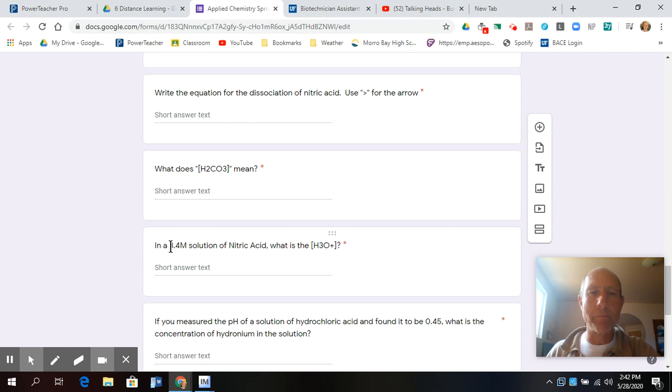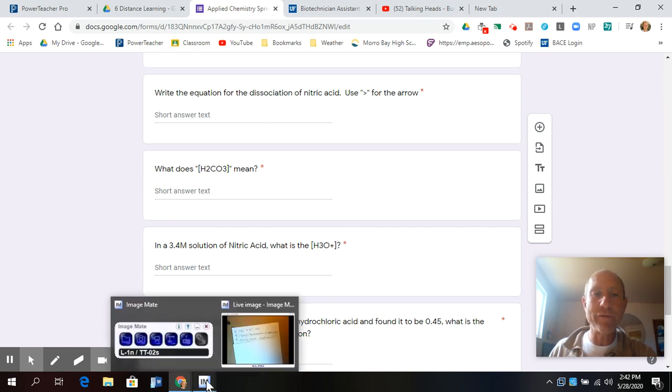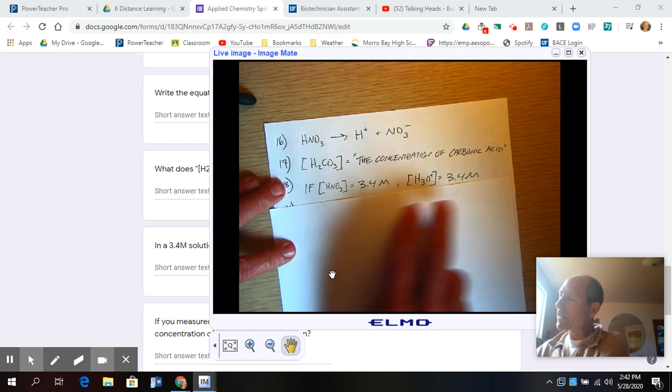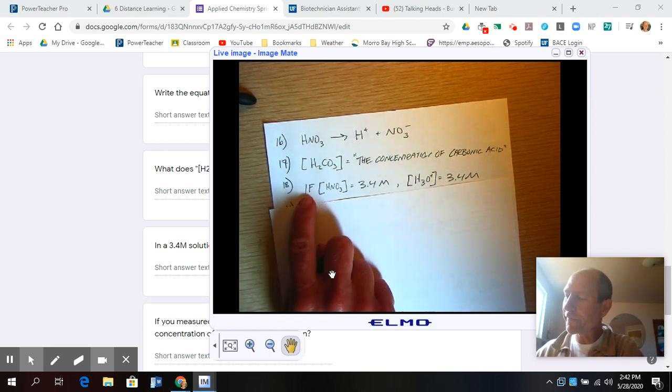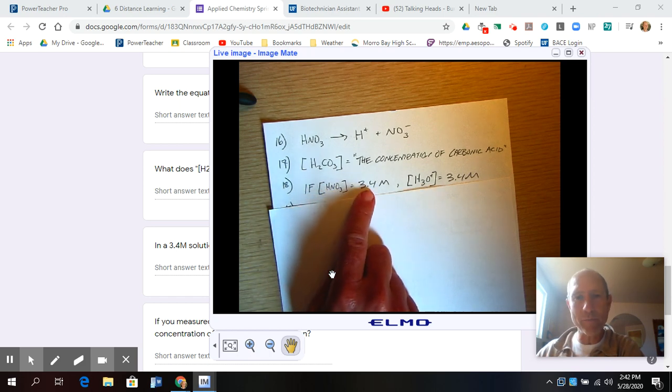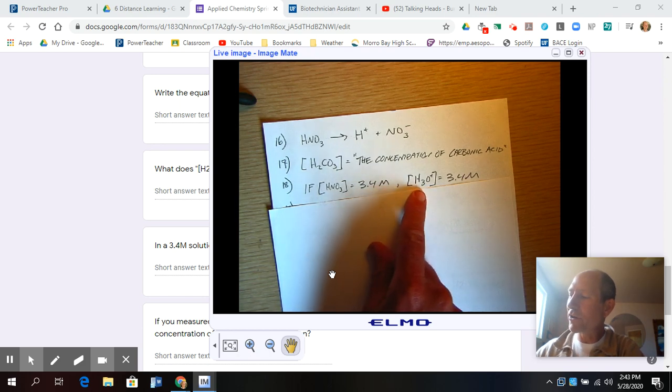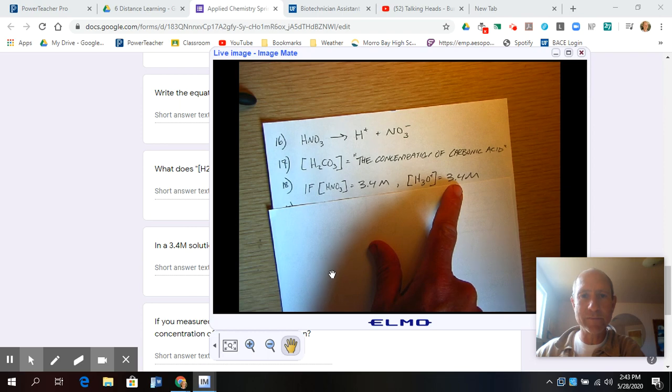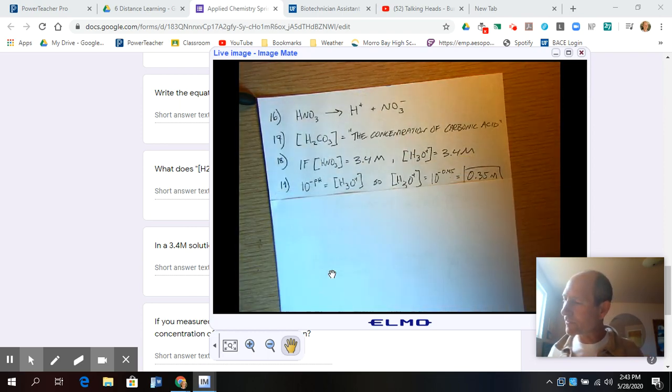In a 3.4 molar solution of nitric acid, what is the concentration of hydronium? Well, nitric acid is a strong acid, and strong acids donate every single one of their protons to water molecules, if there are water molecules around for them to do that with. And in a 3.4 molar solution, we're going to have a whole bunch of water molecules in there. So the concentration of hydronium in 3.4 molar nitric acid is 3.4 molar hydronium. If the concentration of nitric acid is 3.4 molar, then the concentration of hydronium is also 3.4 molar. That's the definition of strong acids. They fully react with water to form hydronium, every single one of them.